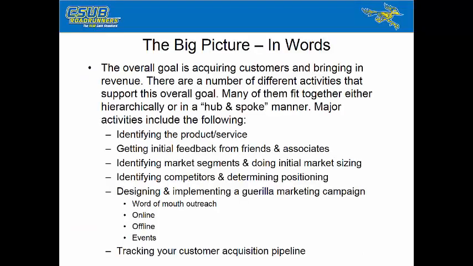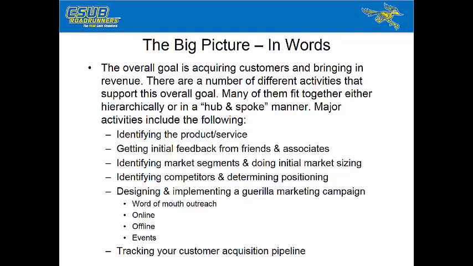Okay, so the big picture that we're shooting for here in words is your overall goal is acquiring customers and bringing in revenue. There's a number of different activities that support that overall goal, and a lot of them fit together either hierarchically or in a hub and spoke kind of manner.